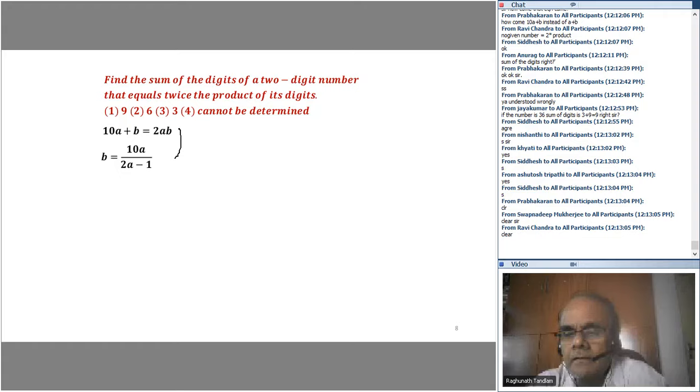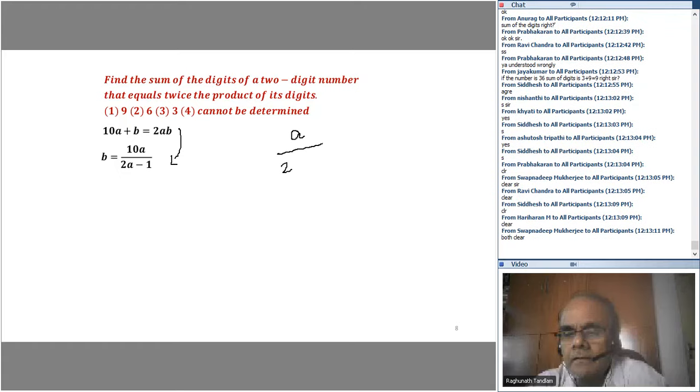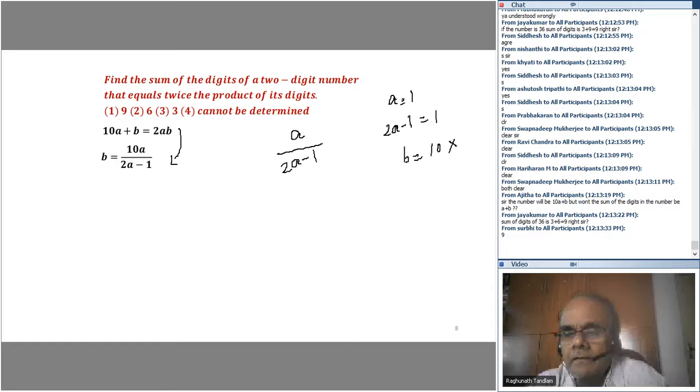Now, a and 2a minus 1 are co-primes. What do you mean by co-primes? They are not divisible. If a is 1, what is 2a minus 1? 1. Then b becomes 10. Not possible. Why? B is a single digit number. Are we clear?